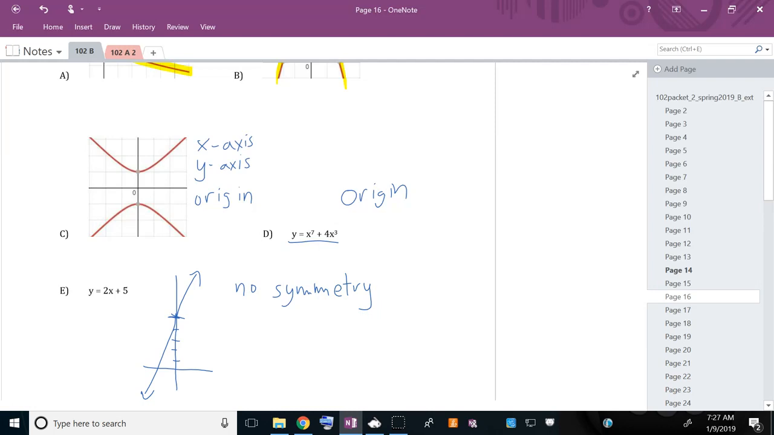So there are actually 5 possibilities. You can get just x-axis, just y-axis, or just origin symmetry. It is possible to get all three. And it is possible to get no symmetry. So once again, there are actually 5 answers that we could have in this section.